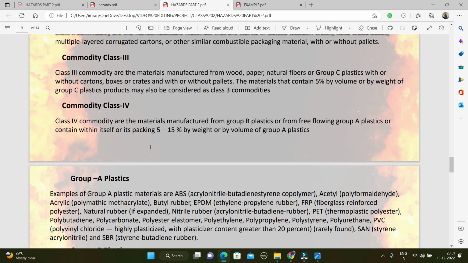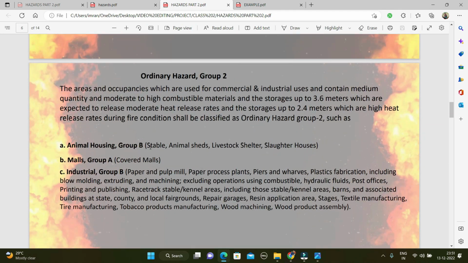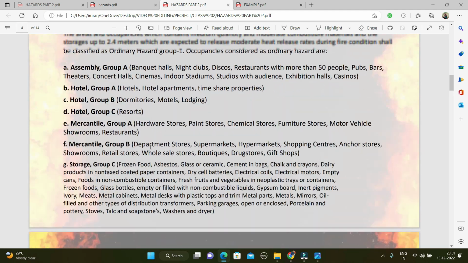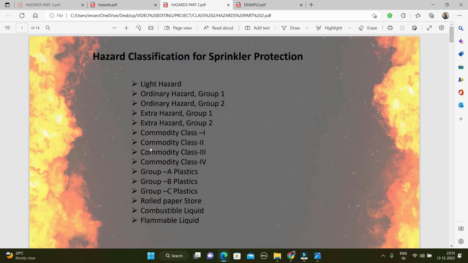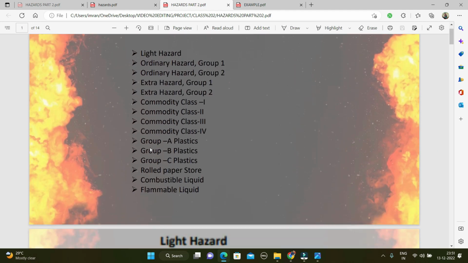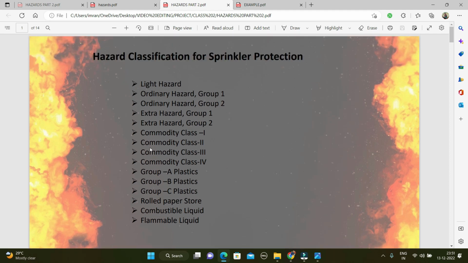So all these hazards are very important. If you watch this video very carefully, then in future you will not face any issue in selecting the hazards. And if you select the hazards properly, then you can design the firefighting system up to the mark.